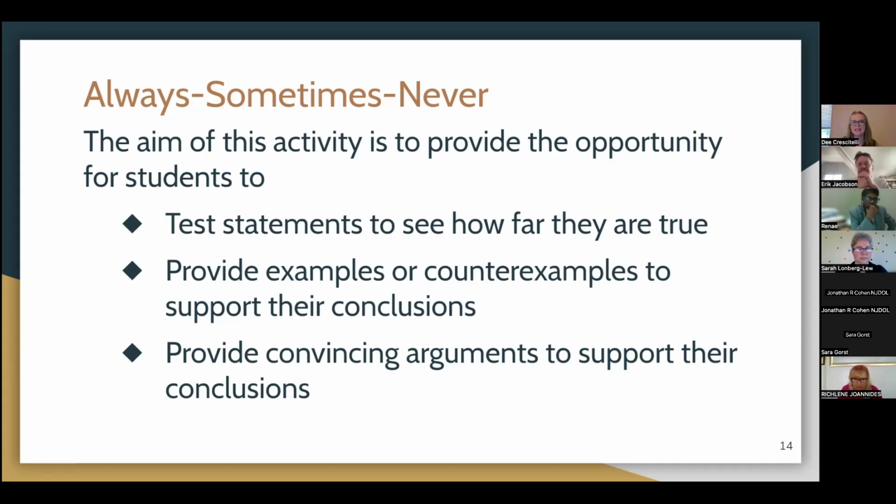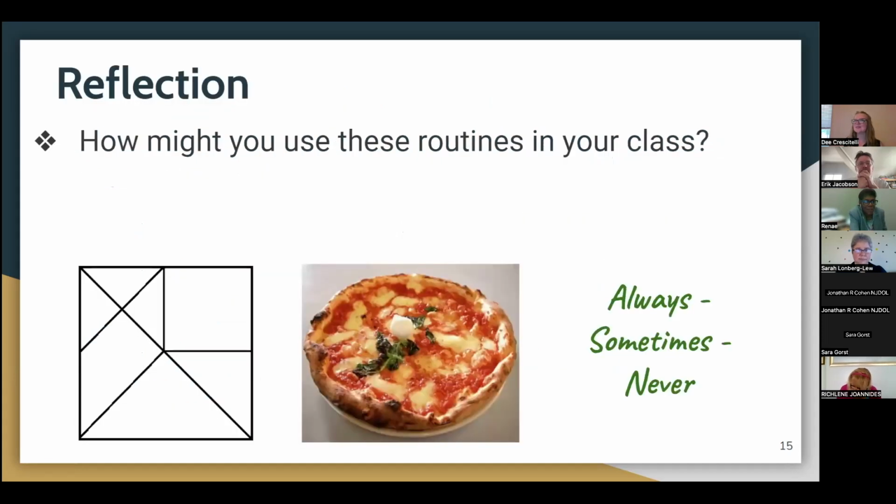They actually really think deeply about the math, and you guys did too, right? In the context of doing this. So, any other questions about that? All right.